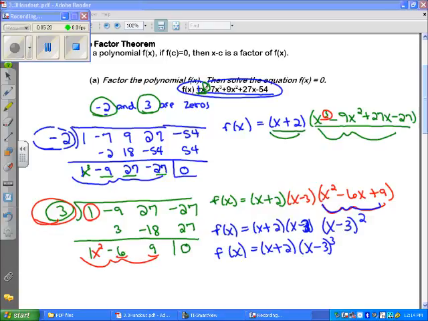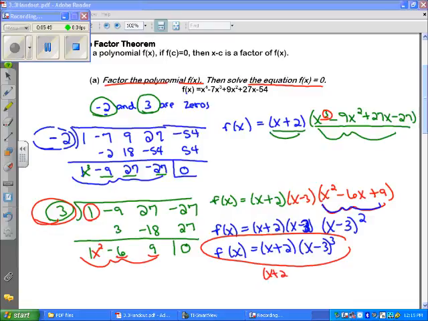Okay, so let's go back and make sure we answer the question here. The first question was to factor the polynomial. We already did that. The second step is to solve the equation f of x is equal to 0. So I'm going to set this equal to 0. This gives me the answer -2, and this gives me the answer of 3. Okay, so that solves the second question.